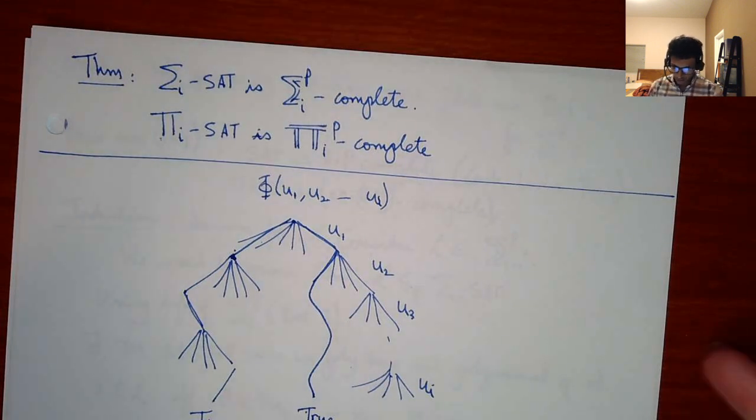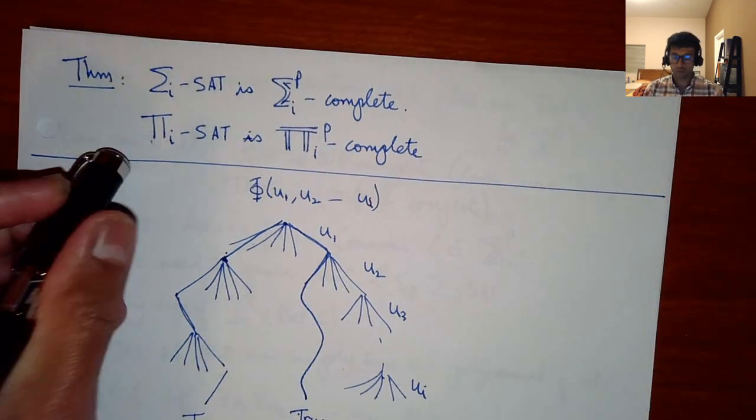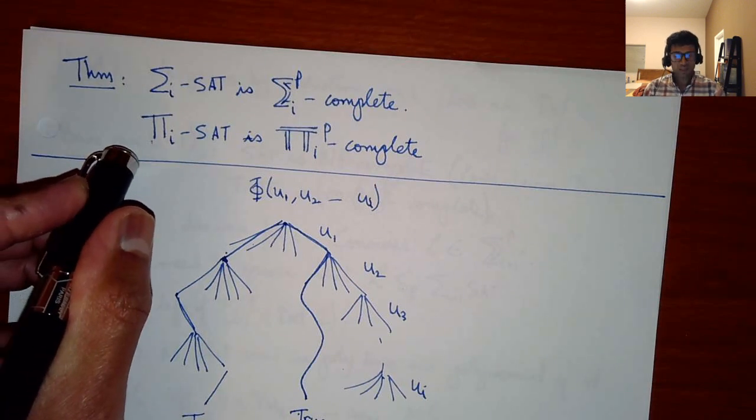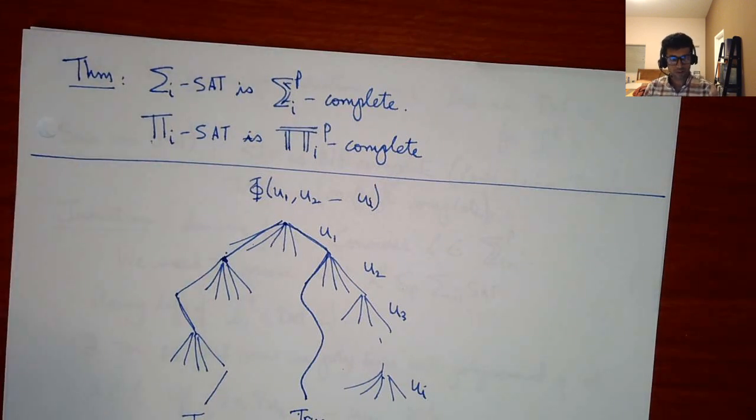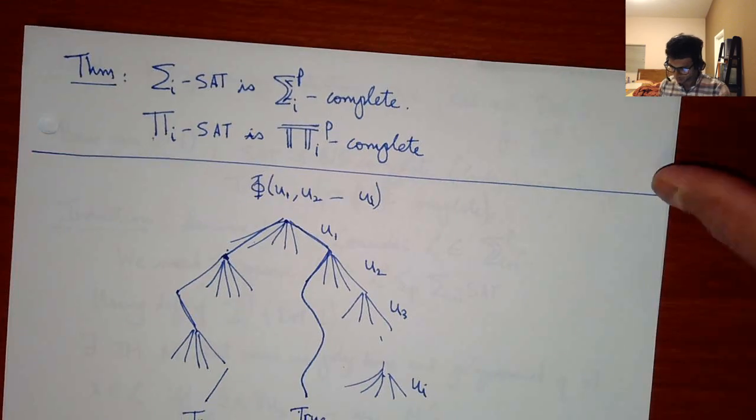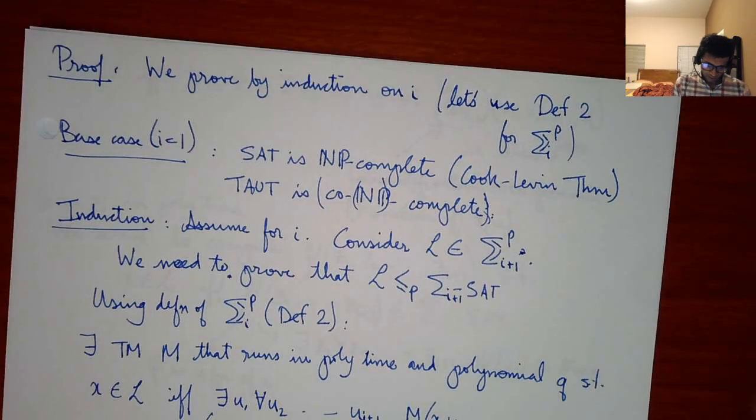The agenda for today will be twofold. First, we will prove this theorem. Secondly, we will prove that the two definitions of the polynomial hierarchy that I gave are equivalent. Any questions? All right. Then let us go ahead and proceed.